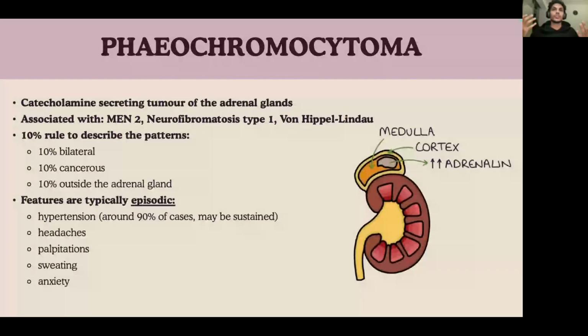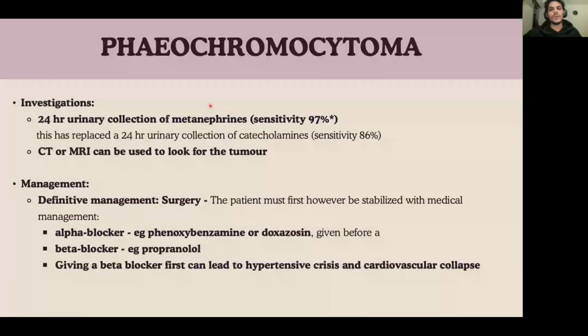Okay. So the investigation of choice is 24-hour urine collection of metanephrines, which are the byproducts of the catecholamines. So you do this test, and it says, oh yes, this person over the course of the day has produced more catecholamines than they normally should have. You can do CT/MRI to look for the tumor, and as I said, 10% of them might not even be in the adrenal gland. So usually you do have to do imaging in such patients, and again figure out where exactly it is. Treatment is always definitely surgery.